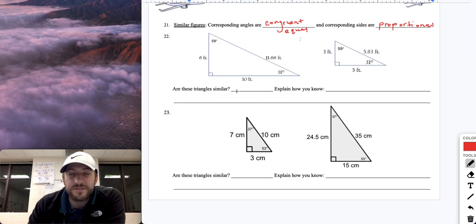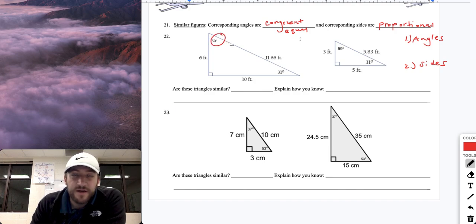Are these triangles similar? We have to first look at the angles, and we'll always look at that first, okay? And then we're going to look at the sides. The angles are always easier to start with. So the angles have to be congruent. So let's go through and see if corresponding angles are congruent. So I have 59 degrees right here. Let's see if I have a corresponding angle of 59 degrees. And I do, it's right here. Look, they're in the same spot, just on different figures.